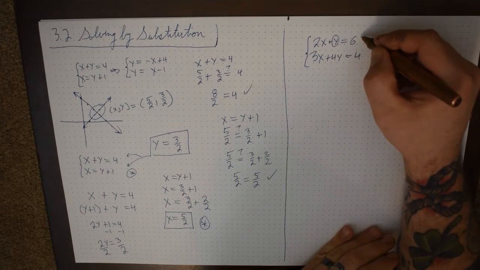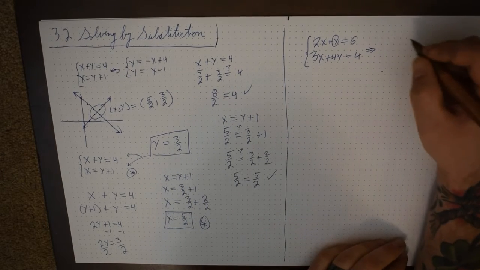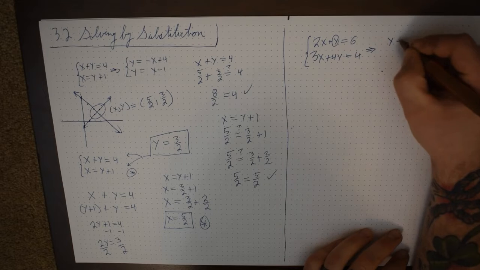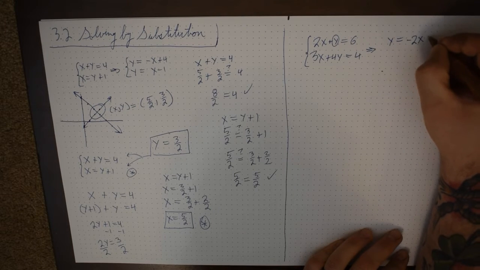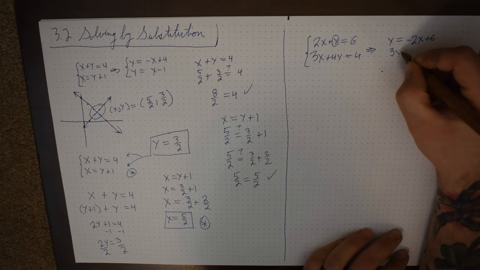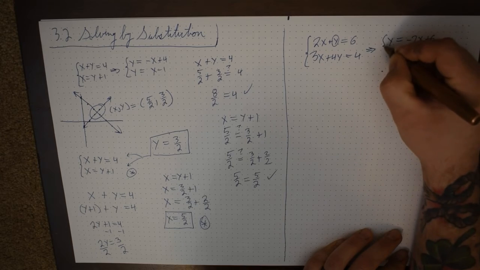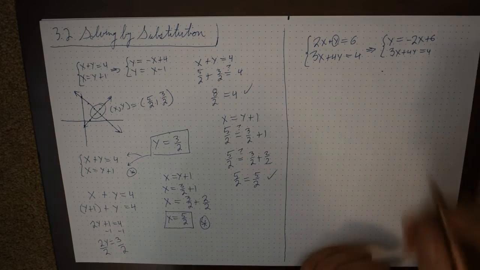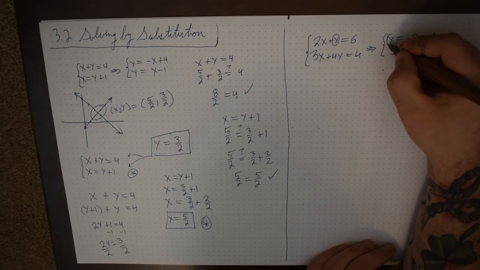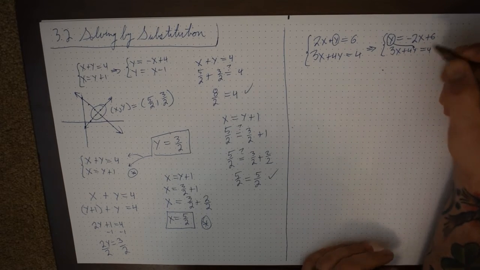We'll move that 2x over to the other side of its equal sign. We can rewrite this system of equations as y is equal to negative 2x plus 6, and this bottom equation we'll leave alone. 3x plus 4y is equal to 4. Once we've gotten one variable all by itself, we know what y is. Let's plug it in to the bottom equation.